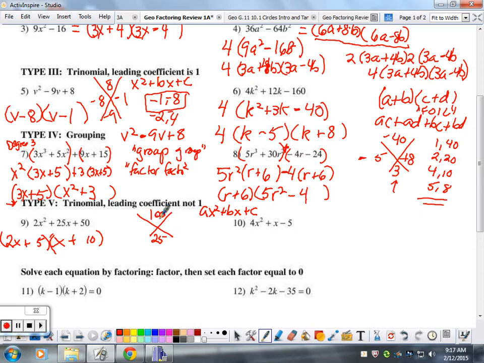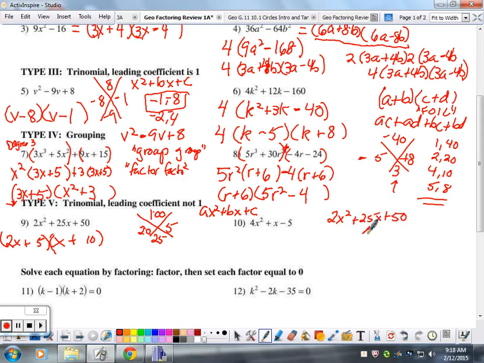Two numbers that multiply to 100 and add to 25, and they're going to have to be positives. 20 and 5. Let's just test it. 20 times 5 is 100. 20 plus 5 is 25. Okay. Now what do you do with that? I've got 2x squared plus 25x plus 50.